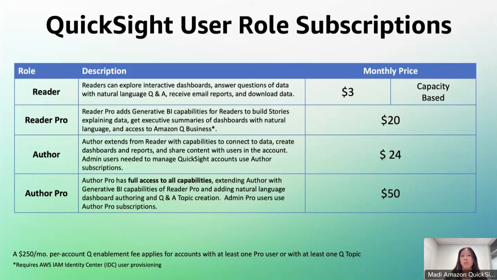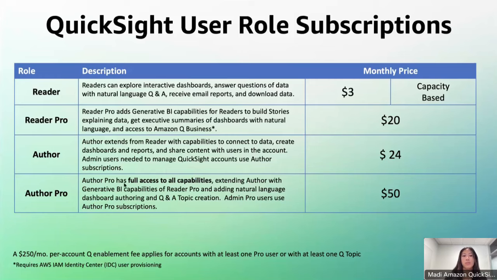So the new Reader Pro role will be $20, while the existing Reader role, I believe the monthly cap was $5 maximum per month, is now going to be a flat $3 cost if you're user-based. And if you're capacity-based, it's going to be similar to the previous pricing model we had before with capacity packs. And then for authors, our author price remains the same, but now again, you have access to data Q&A. And if you now have Author Pro, which is the building visuals with Amazon Q, the building calculations, and the edit visuals, that will be $50 per month. And then as you can see here, you have the Q&A topic creation and all the Reader Pro capabilities, plus the Author Pro ones as well.